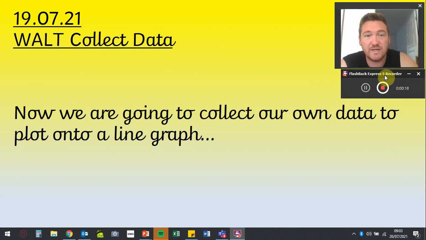So today it's all about collecting data. You're going to definitely need a partner today. So if you've got a sibling or mum, dad, nan, or granddad, whoever you live with, here to help you, this is going to be really, really important.